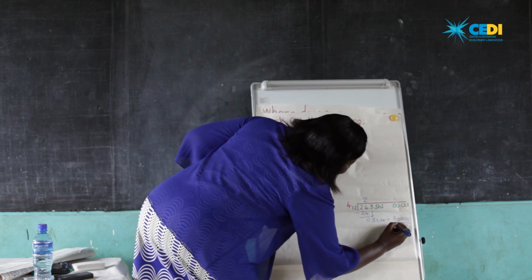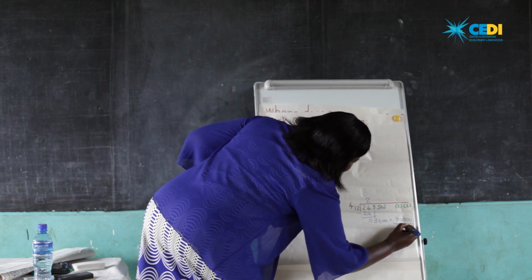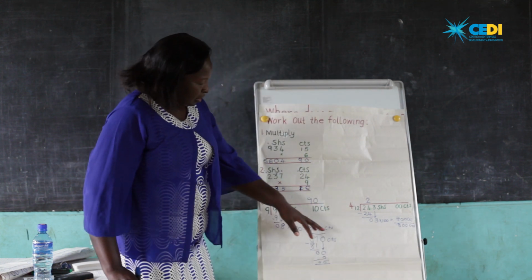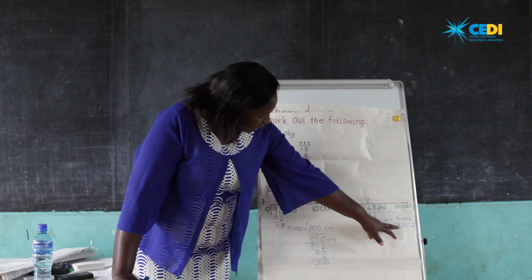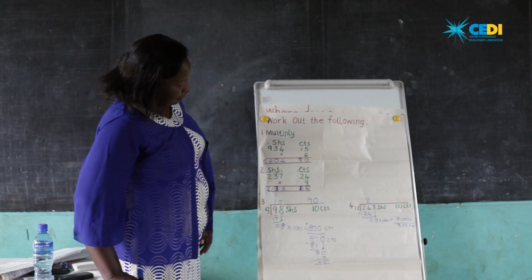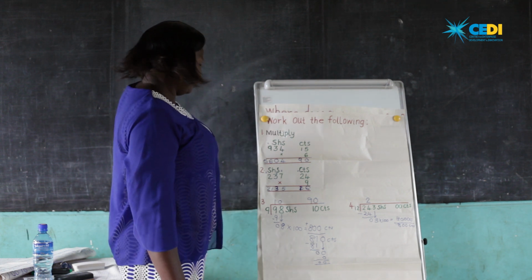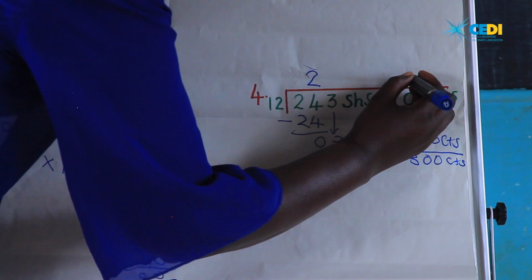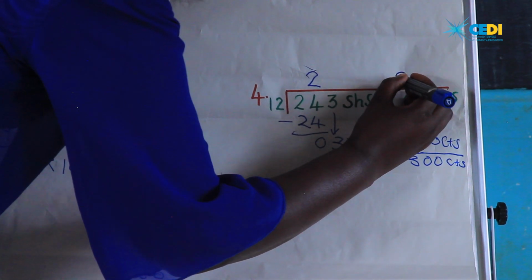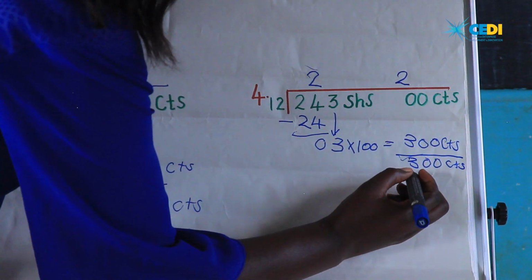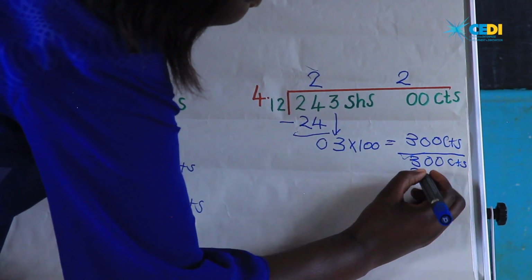You add, you will still get 300 cents. So 12 children, 30 cents. How much will we give? We will give 2 cents. 2 cents times 12 will give us 24 cents.